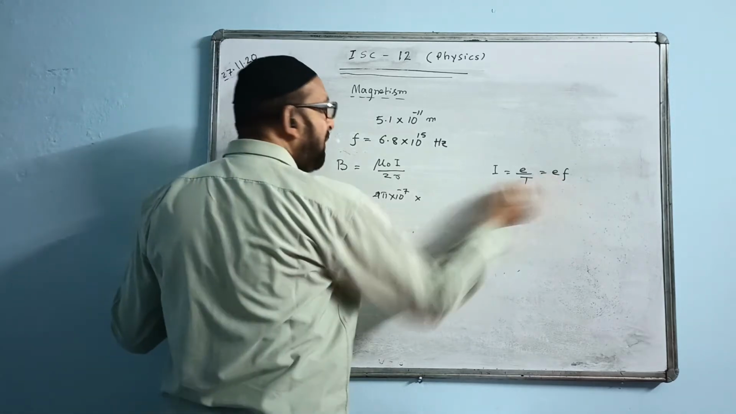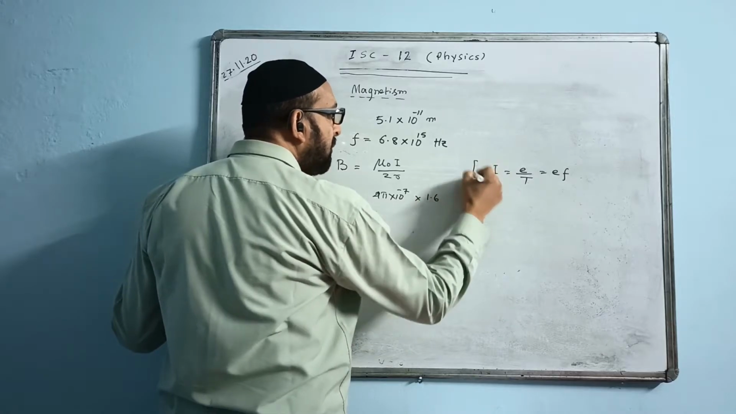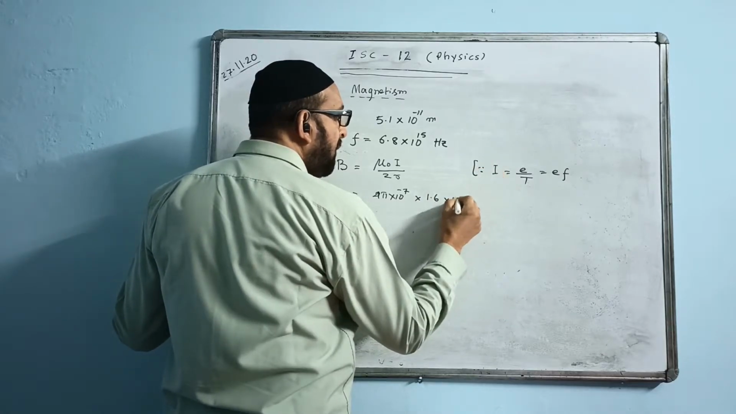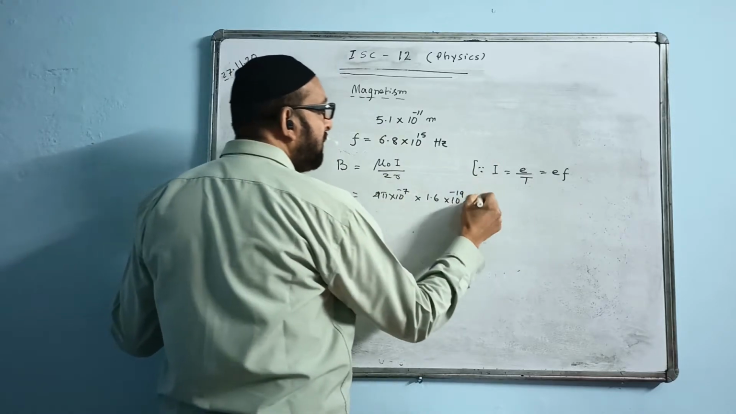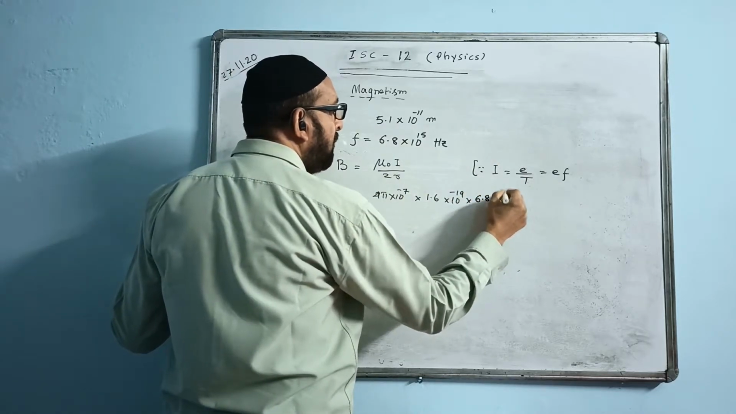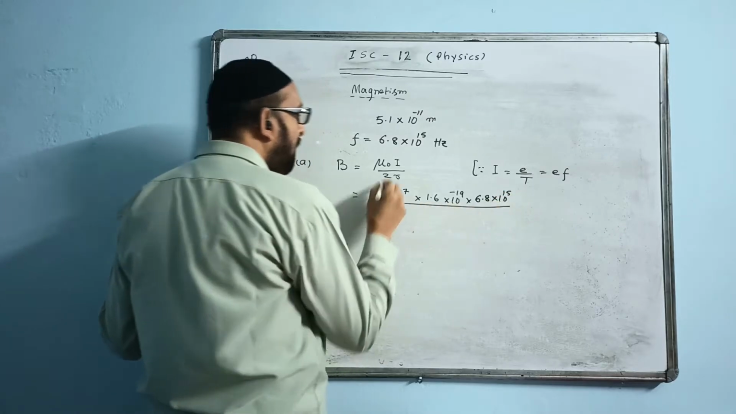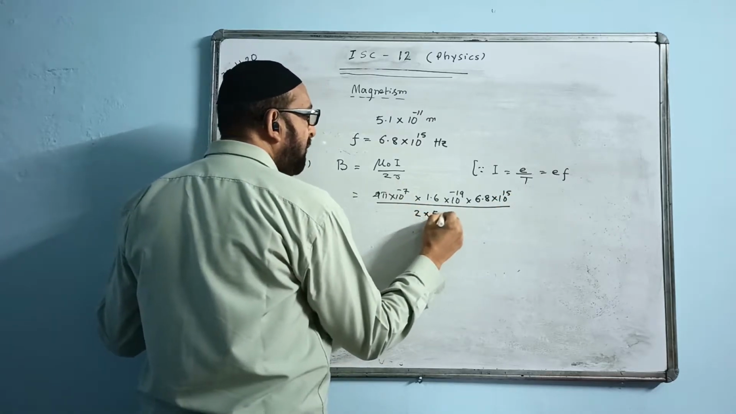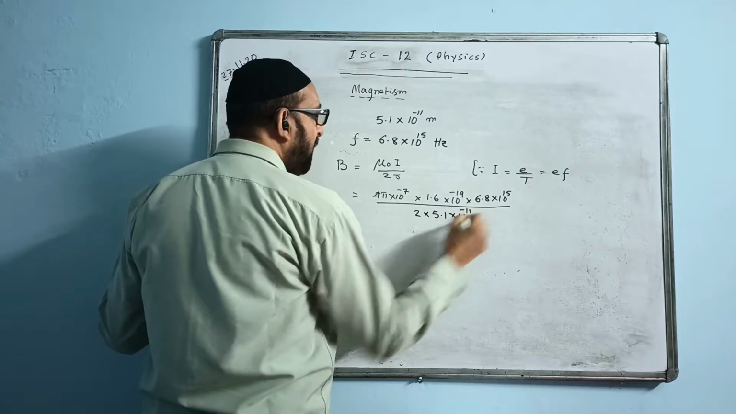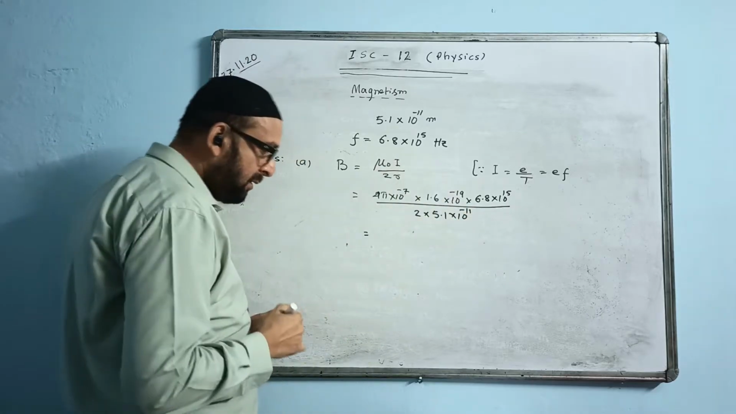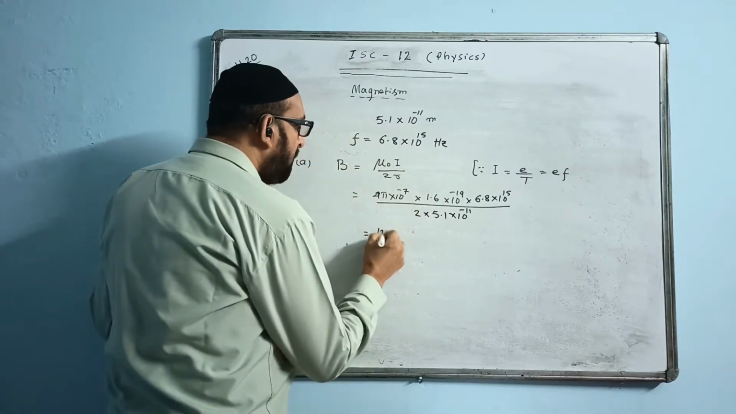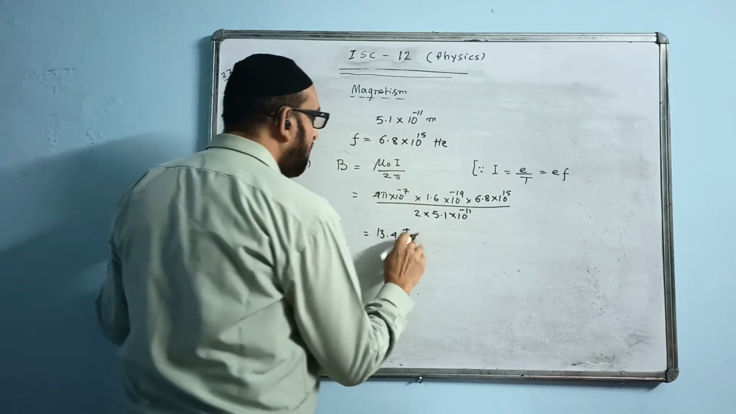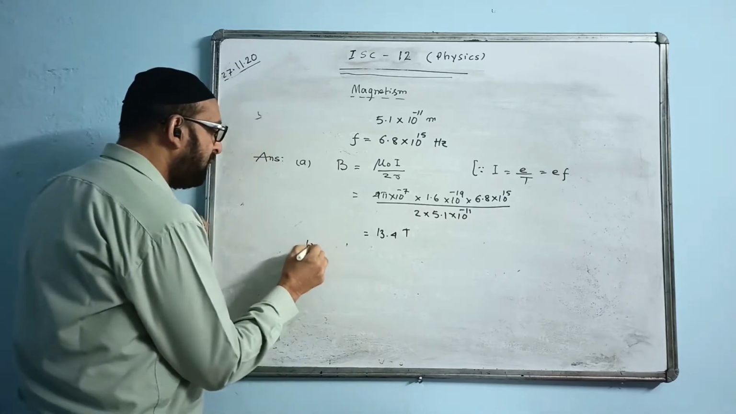So I will put the value now. E value will put here 1.6 into 10 to the power minus 19, and F means frequency of revolution, that is given here 6.8 into 10 to the power 15, divided by 2 into R, which is 5.1 into 10 to the power minus 11. Now we will calculate the answer using calculator. The answer will come 13.4 Tesla. That is the answer of the first part.